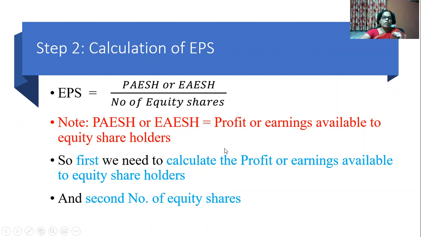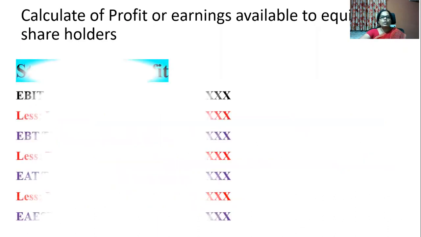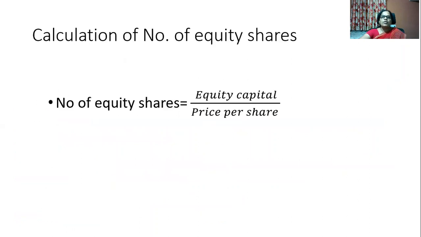Now we need to calculate the denominator, that is, the number of equity shares. Sometimes the number of equity shares would be given if it is a single plan. If there are two or more plans, the company has the option of raising capital in any of the forms I discussed in the previous slide. When the company goes for different additional forms of capital, there could be new equity shares. At that time, the number of equity shares is equal to equity capital divided by the price per share.